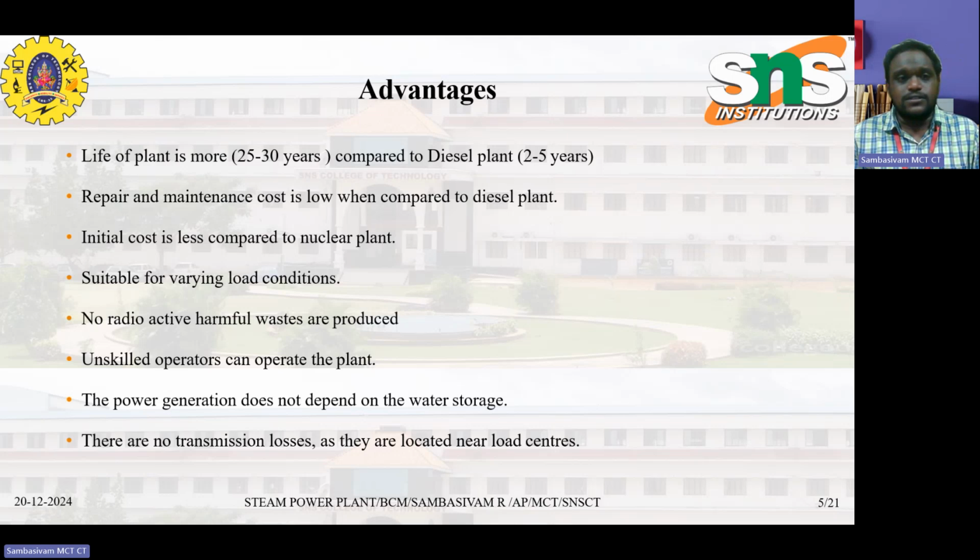The advantages of this plant: the life of the plant is longer compared to a diesel power plant. Repair and maintenance cost is low compared to a diesel power plant. Initial cost is less compared to a nuclear power plant. It is suitable for varying loading conditions. No radioactive harmful wastes are produced. Unskilled operators can operate the plant. The power generation does not depend on water storage. There are no transmission losses as they are located near the load centers.